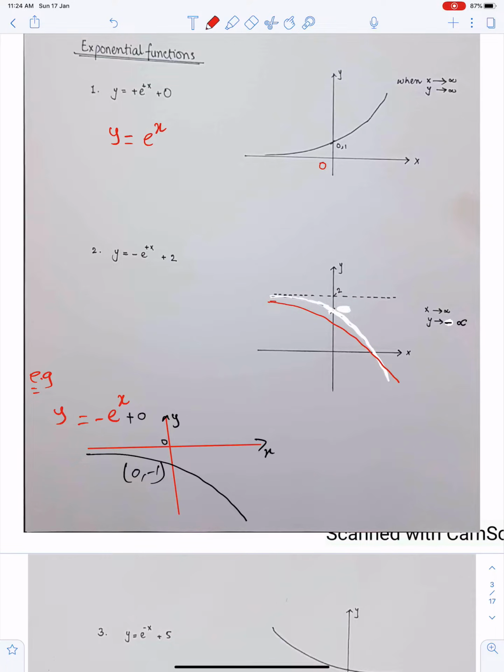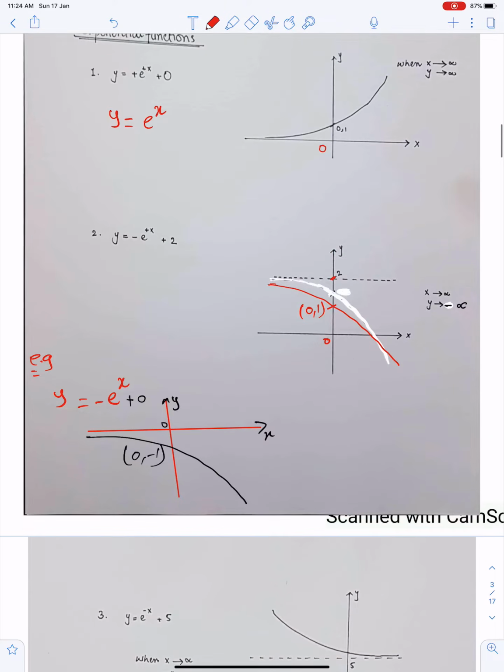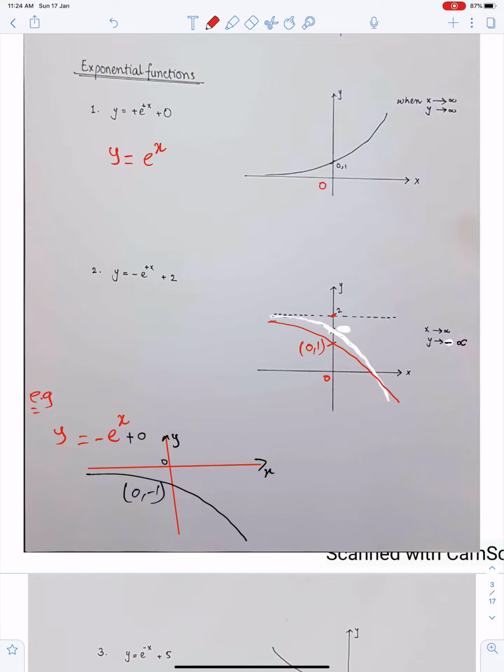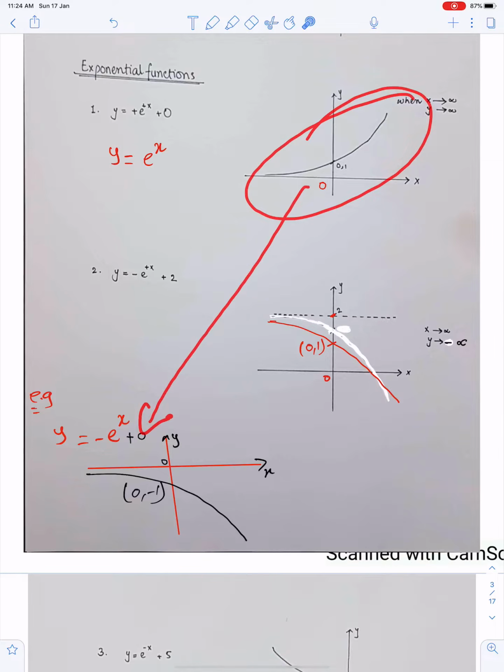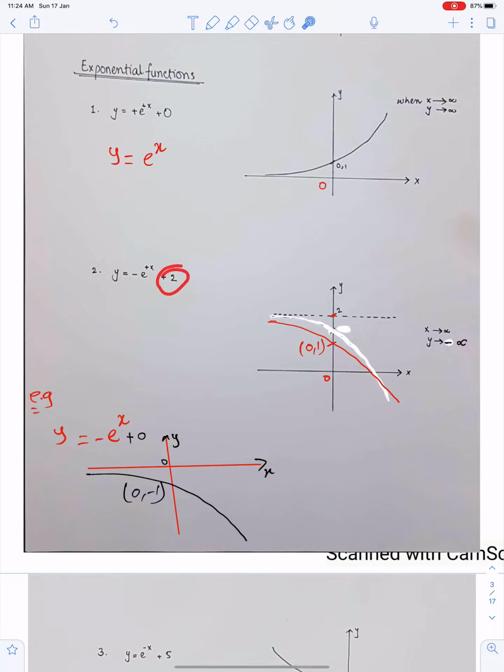This is better because this is 0, 1 and this is 2. You have to learn these sketches. If you will learn this sketch, you can easily learn this sketch. And if you have understood this concept +0 or +2, then this sketch is very simple. This sketch is parallel to 2. This line.